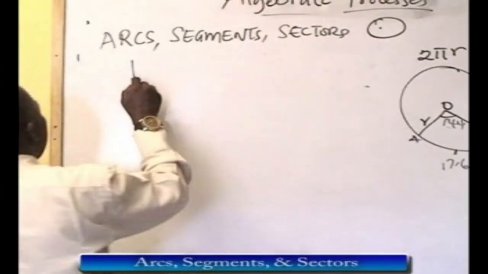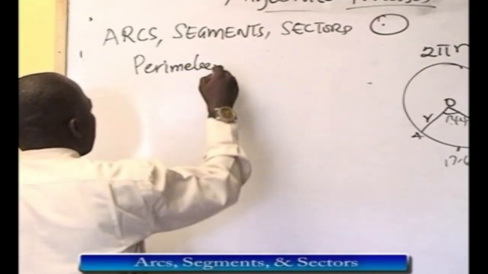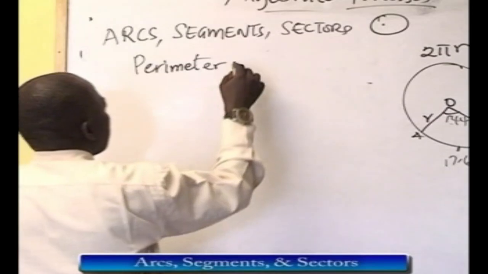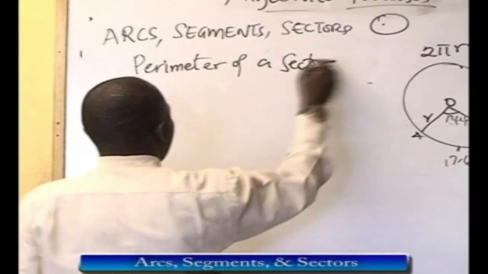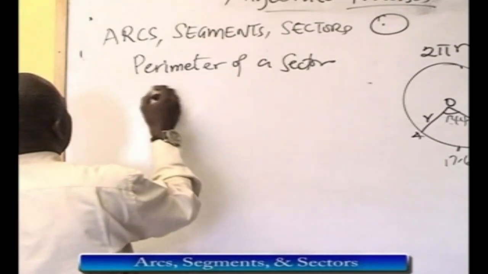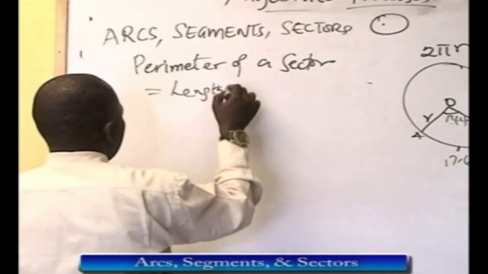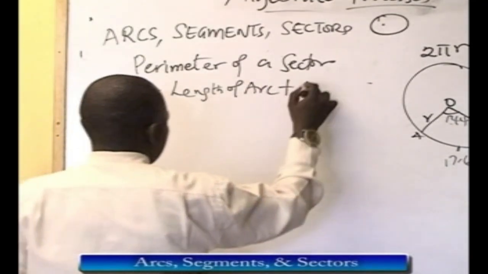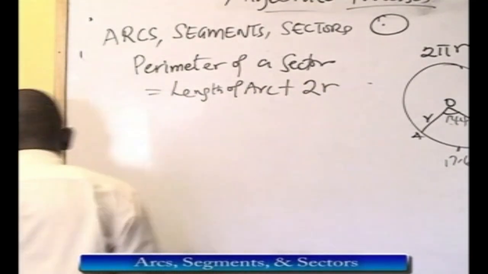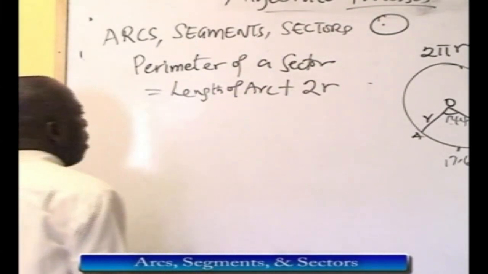The formula for the perimeter of a sector: the perimeter of a sector is determined by the length of the arc of that sector plus 2 times the radius, plus 2 radii. Length of arc plus 2 radius.